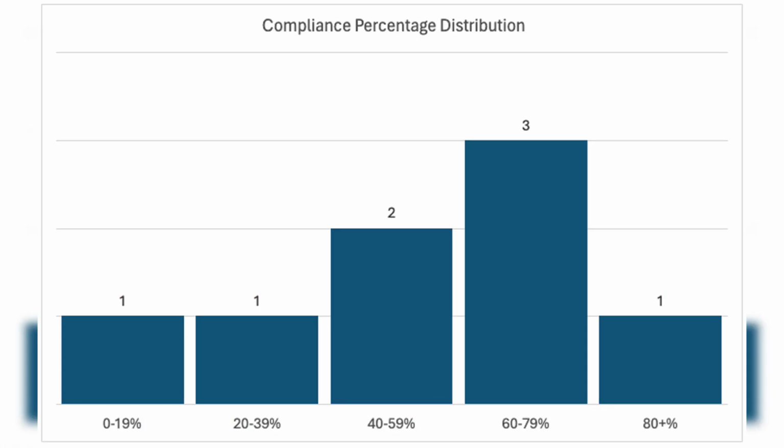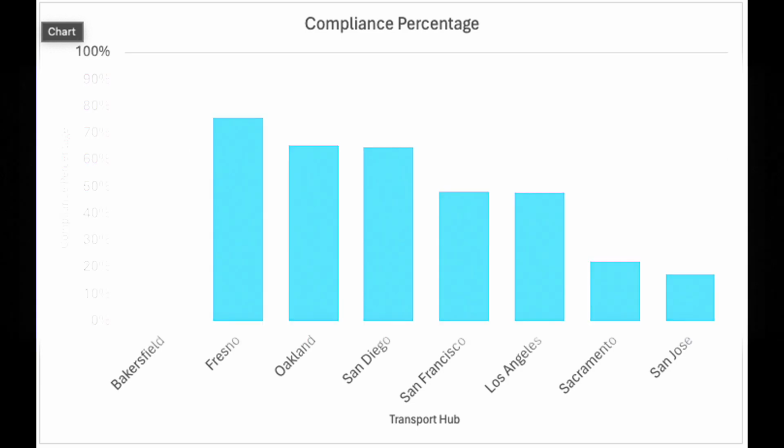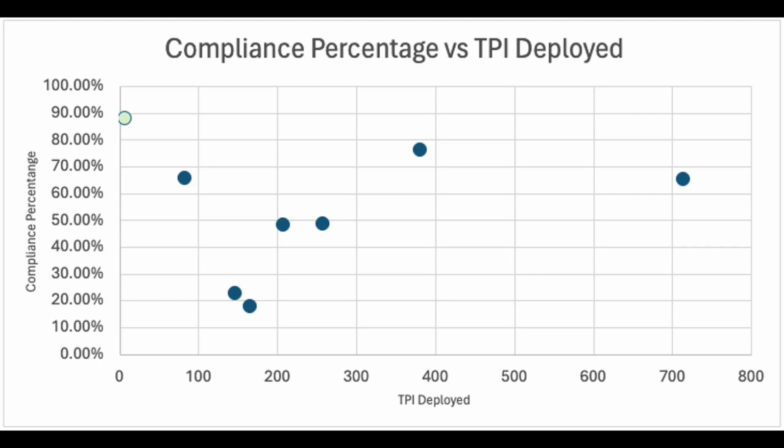Histogram for distribution of compliance percentages. This chart will show the frequency distribution of compliance percentages across cities, highlighting compliance trends. Feel free to suggest other chart ideas in the comments below. I believe the bar chart for compliance percentage and the scatter plot for compliance percentage versus total TPI deployed will be the most telling for our analysis.